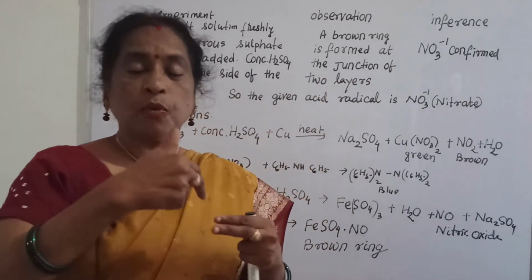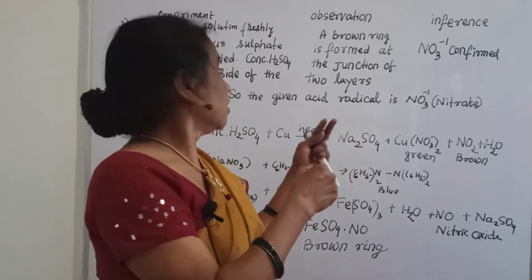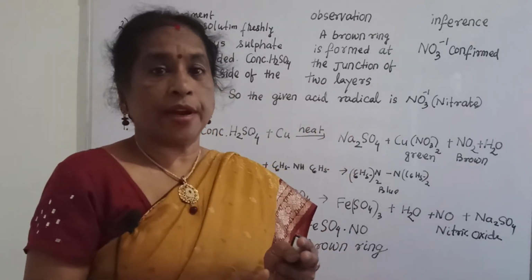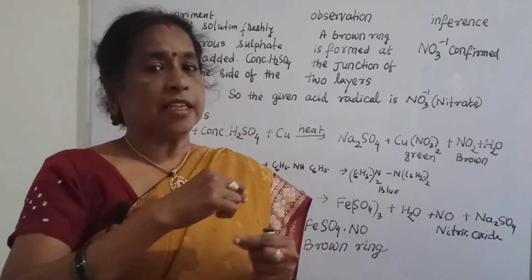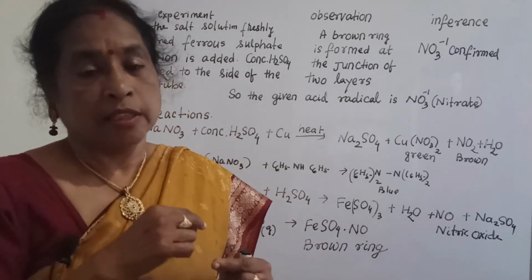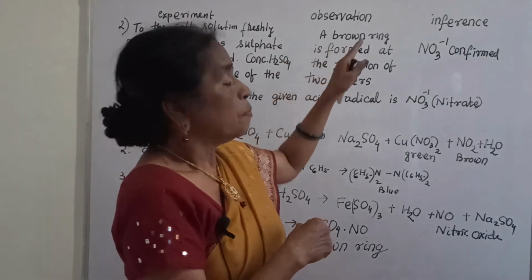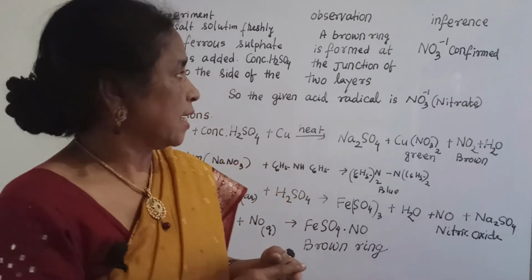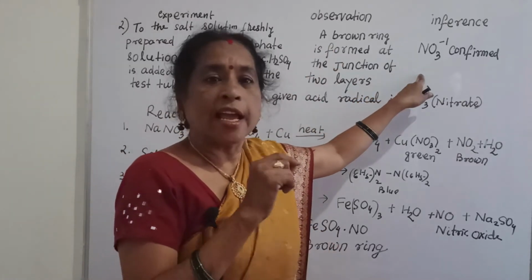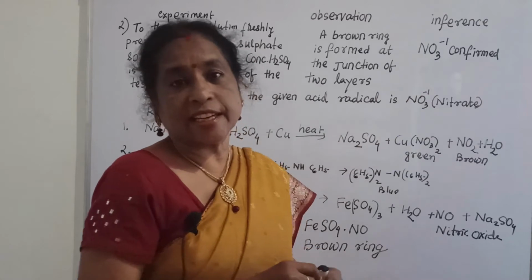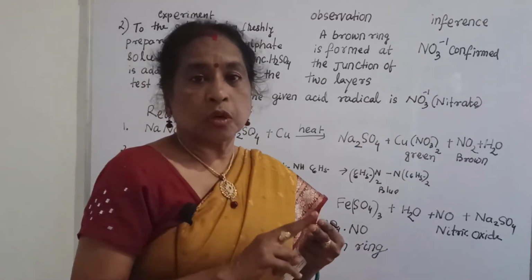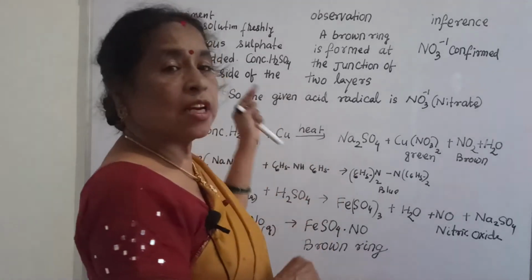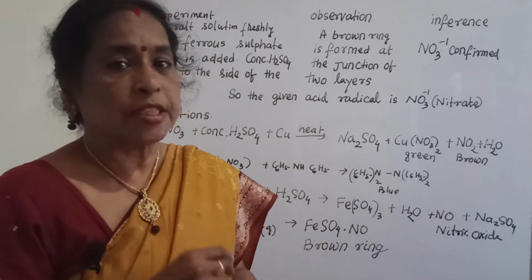That means here one is sulfuric acid, another one is salt solution, and the other one is ferrous sulfate, and in the middle here one brown layer is formed. That is called the brown ring test. What is the test? That is called the brown ring test, and here you can write NO3 minus 1, that is nitrate, confirmed. That means there are two confirmatory tests.